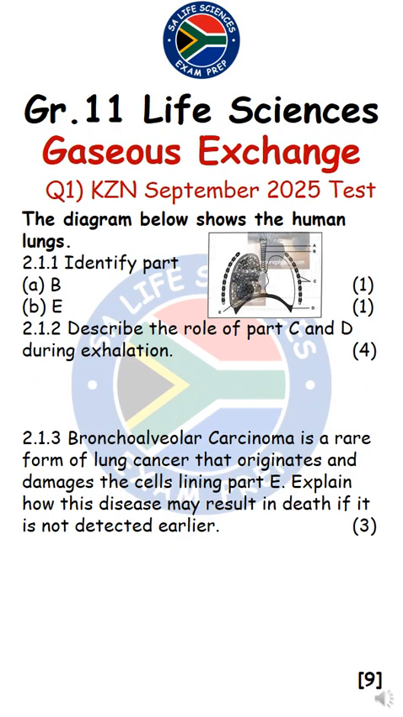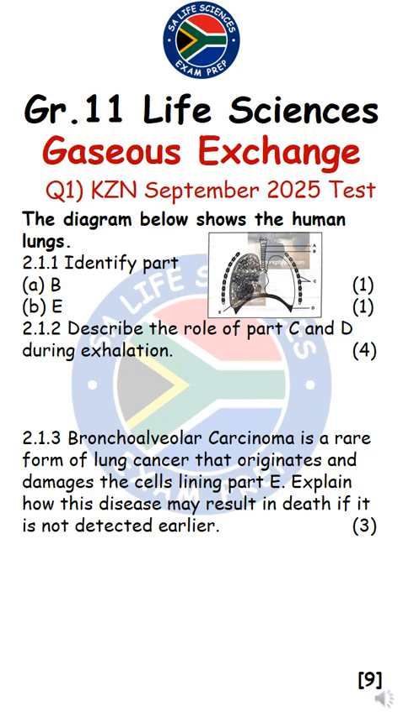The diagram below shows a set of lungs. Question 2.1.1 asks us to identify parts B and E. So let's go through all the labels on the diagram. Label A is pointing to the C-shaped cartilage rings, which help keep the trachea open. Label B is pointing to the trachea. Label C is pointing to the muscles in between the ribs, so the external intercostal muscles. Label D is pointing to the dome-shaped diaphragm, and label E is pointing to the alveoli.